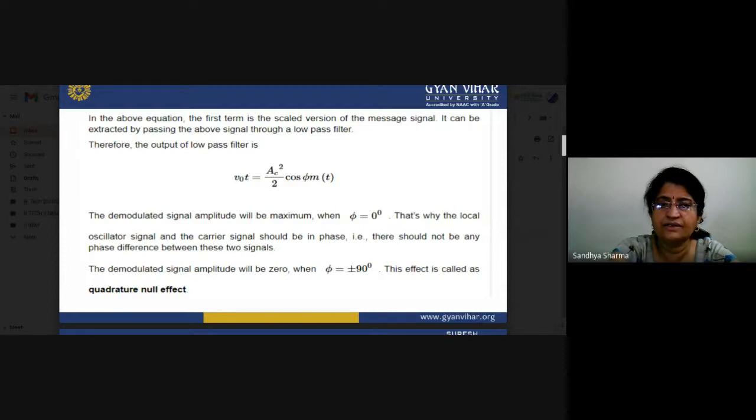So this is a local oscillator signal, and when we generate this, we put phi equal to 0. That's why the local oscillator signal and carrier signal will be in phase. A very important thing in this type of generation method is that the modulating signal and carrier signal should be the same phase. There is no phase change. Phi should be 0. So this is a method.